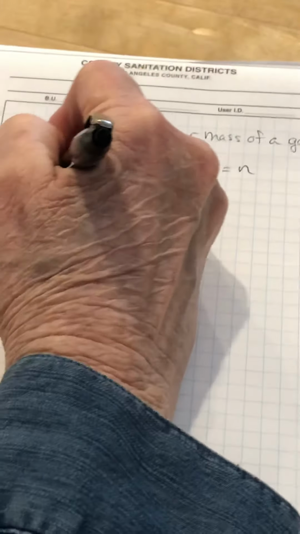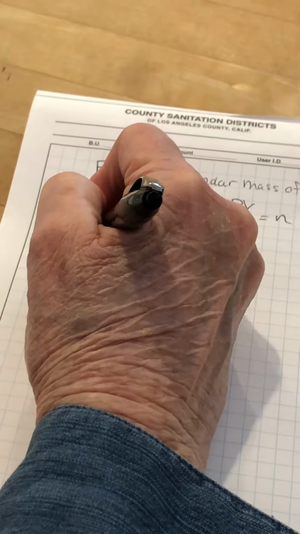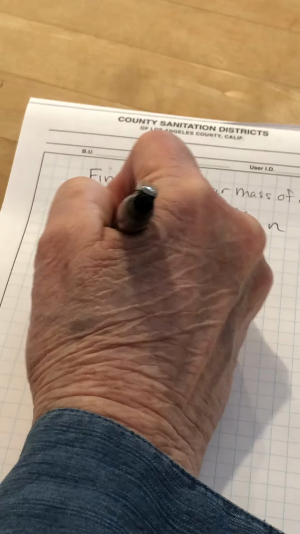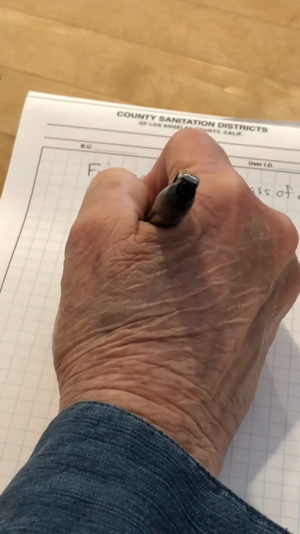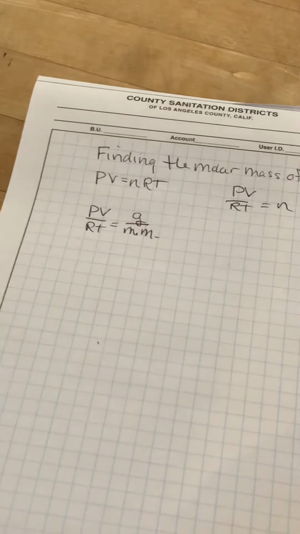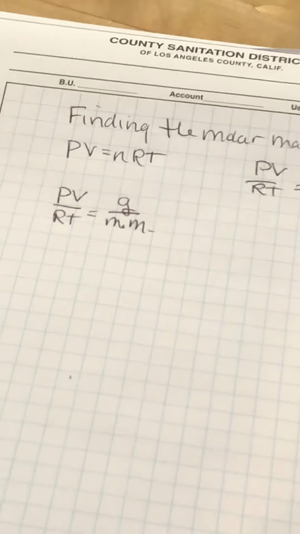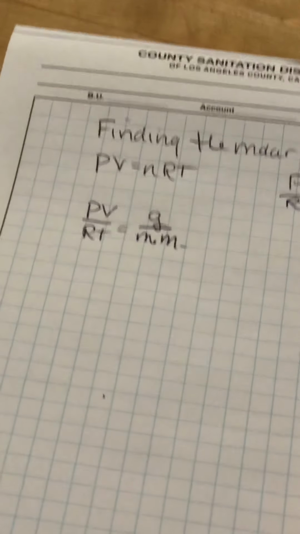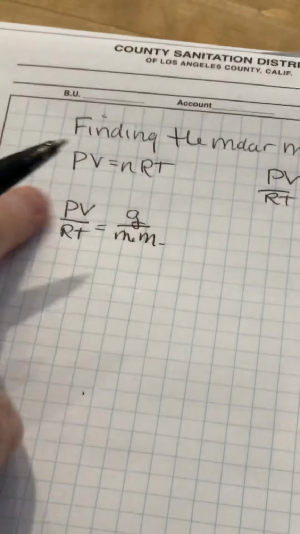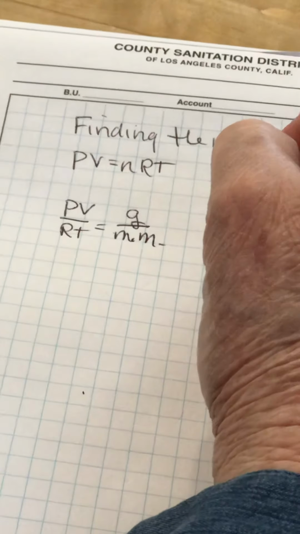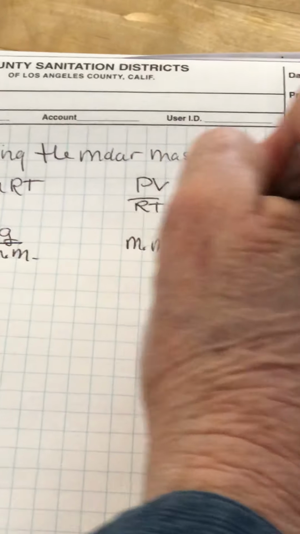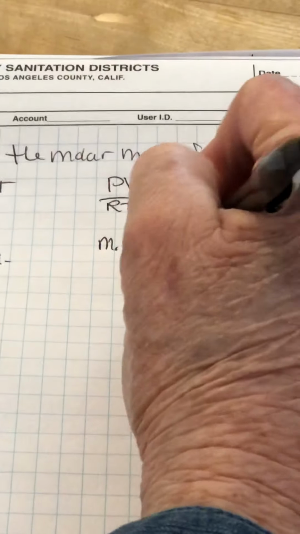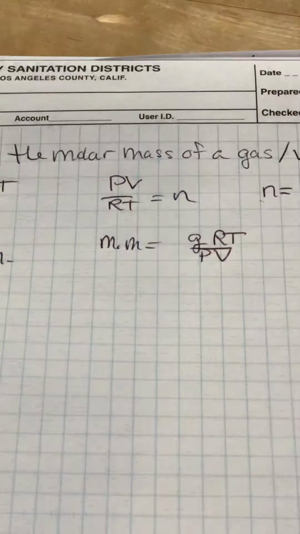So we have PV over RT equals grams over the molar mass. MM is just going to stand for molar mass. You guys good with that? Now, if I want to solve for the molar mass, I'm going to bring it to this side of the equation, and I'm going to bring all of these over. So I have molar mass equals grams times RT over PV.